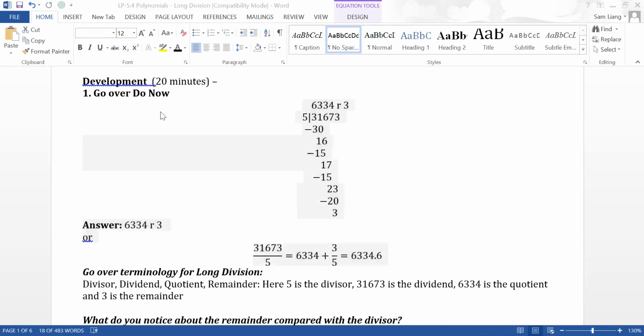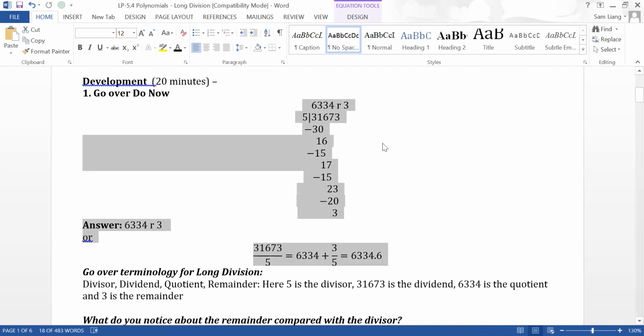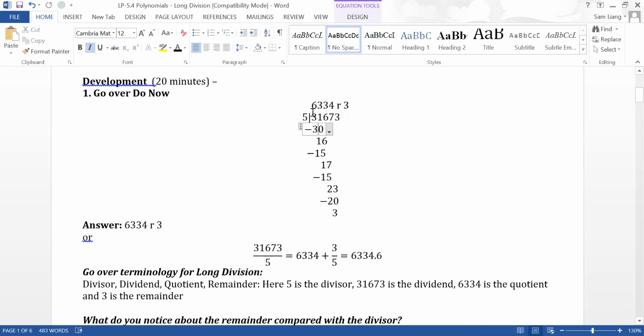So basically what we did was we saw how many times the 5 went into the first number, and since in this case it didn't, we decided to take the first two numbers, which was 31, and 5 goes into 31 6 times, so we put that at the top and then multiply that 6 by 5 to get 30, which we subtract from 31, which leaves us with 1, and then we bring down the next number in the actual number, which is 6, and then we see 5 goes into 16 3 times, so we put that number next to the 6.